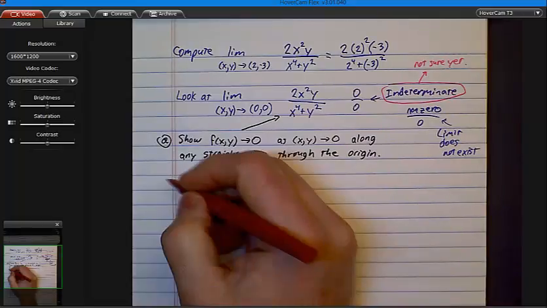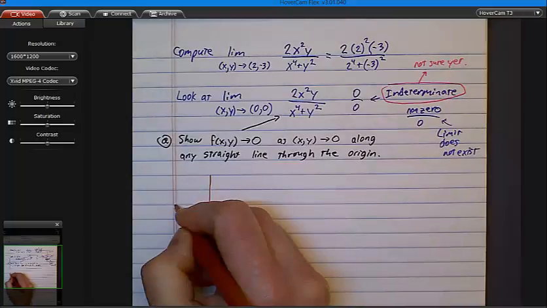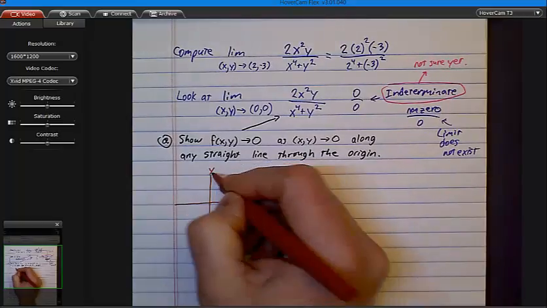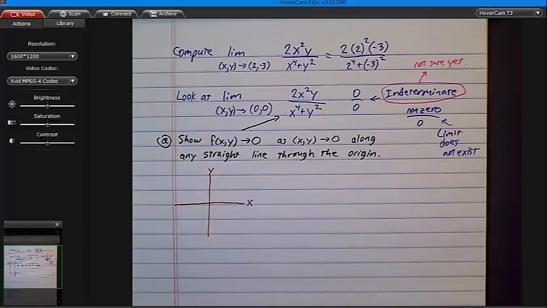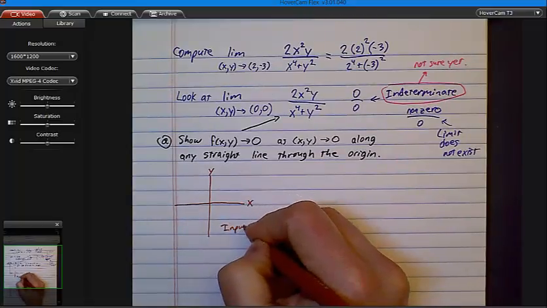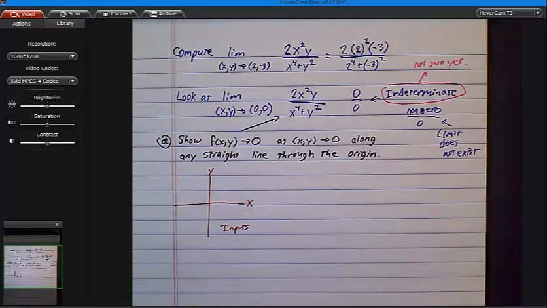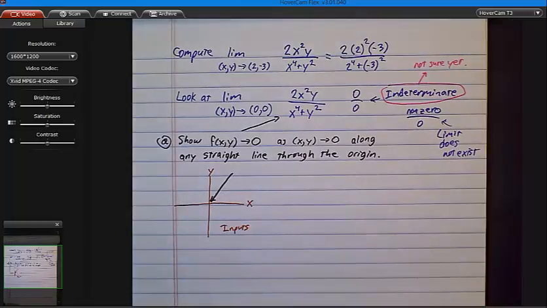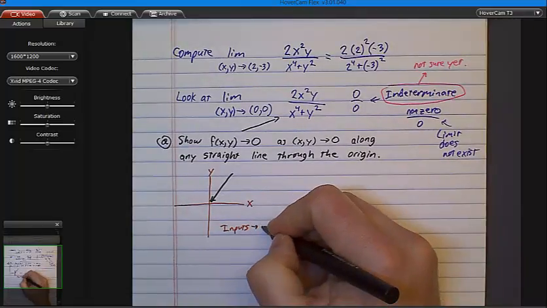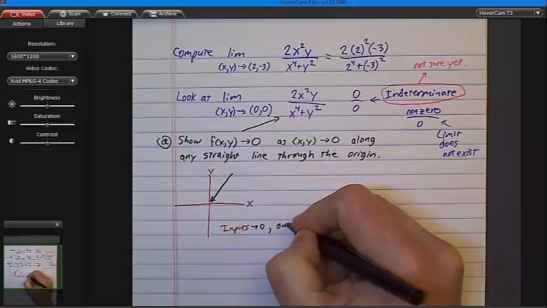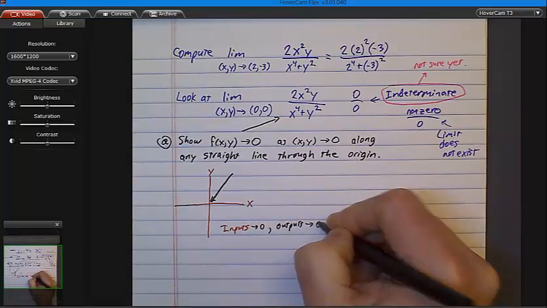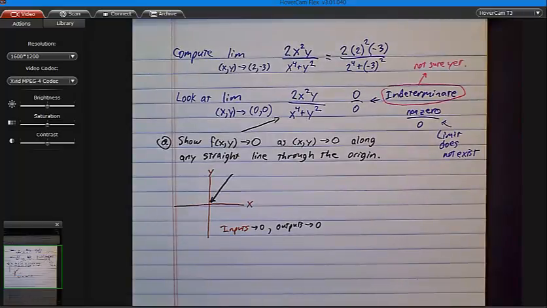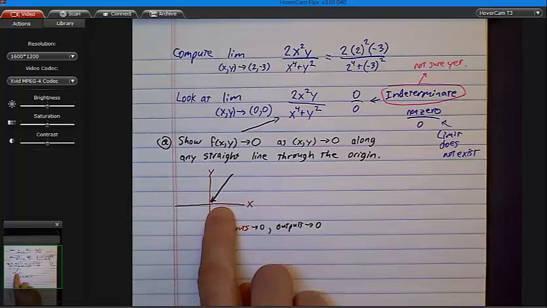So again, what I'm claiming is, if this is x and this is y, these are inputs. And I'm moving along some line through the origin. As the inputs approach 0, the outputs approach 0. That's the idea. So let's show it. All right, how do I do this? Well, I guess I need to know the equation of this line.